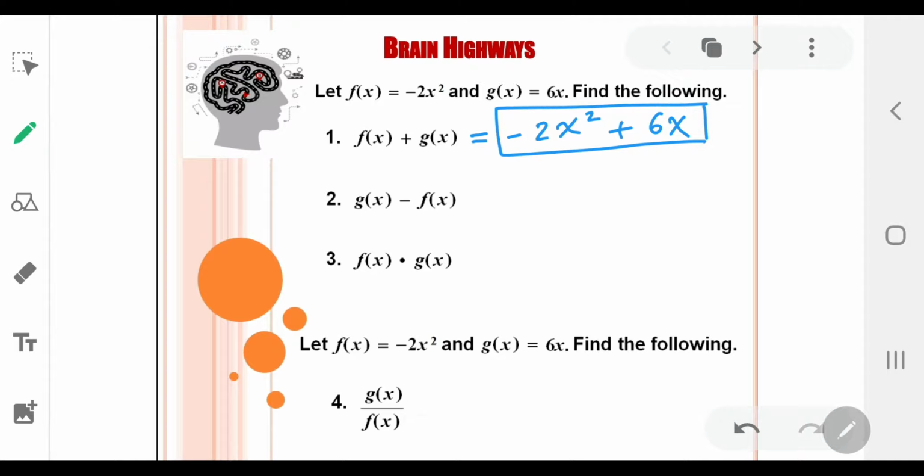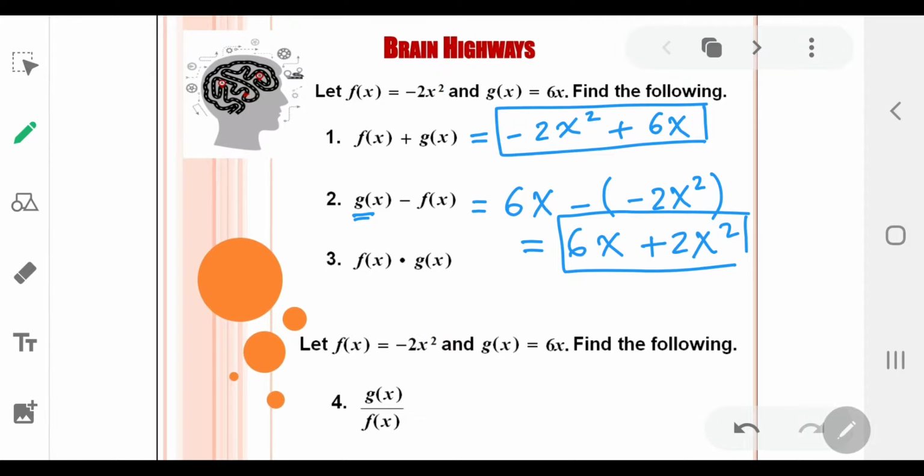Number two, we want to get the difference between the two functions, and he started with g of x. G of x is 6x minus f of x. Remember to use brackets, or directly, remember to change the signs of the second monomial. 6x minus negative 2x squared, negative will be positive. So the answer will be 6x plus 2x squared.